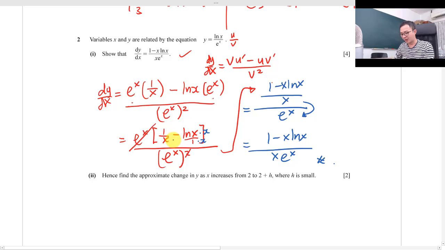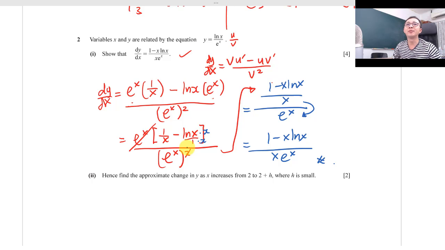So basically, what I'm doing here is I make them have the same denominator and then I join them together. So therefore, I get the result over here. So, yep, you should be able to understand.